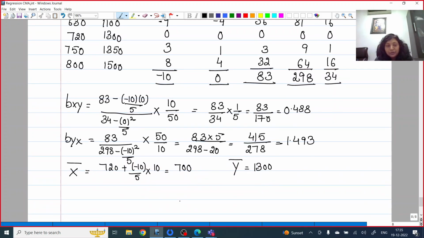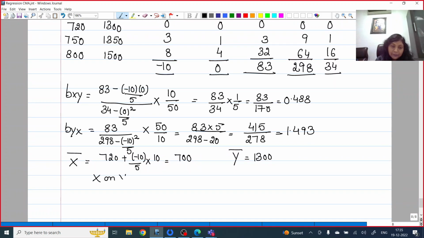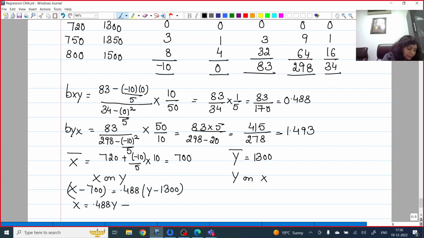So now we just have to form the equations, x on y and y on x. So x minus x mean equals bxy into y minus y mean. So x is equal to 0.488y minus 0.488 into 1300. Okay, this is a negative value. We subtract this from 700, so we have plus 65.6.